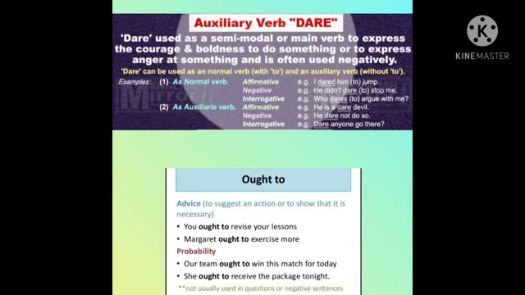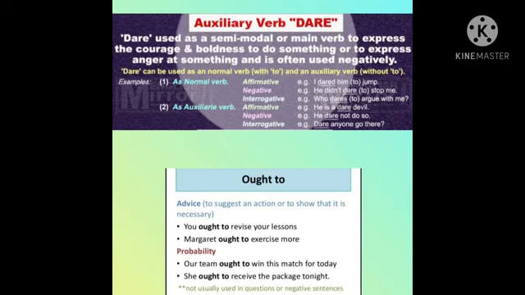That is why they are called semi-modals. So dare can be used as a normal verb with to and an auxiliary verb without to. So whenever we are using dare along with to, that is a main verb, and if the dare is seen without to, that is an auxiliary verb or a modal verb. As a normal verb, we are using it in an affirmative sentence: I dared him to jump. Or he didn't dare to stop me.